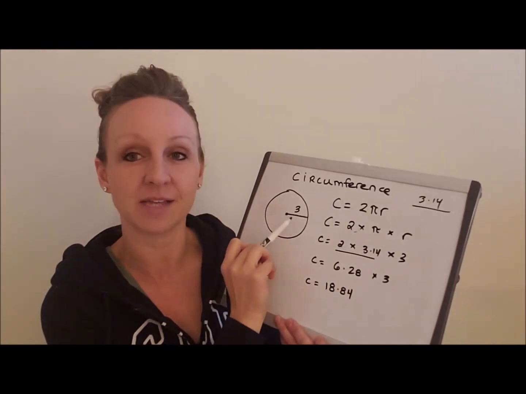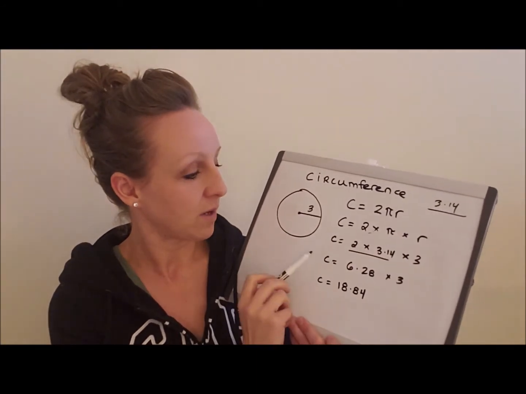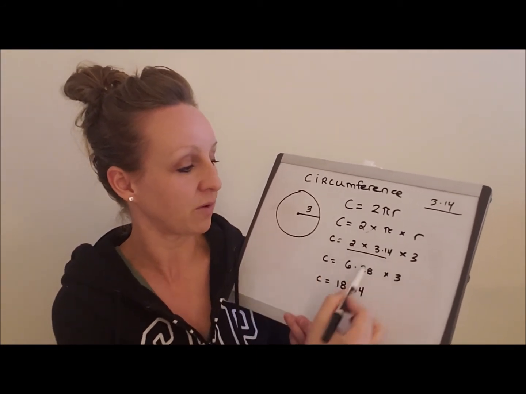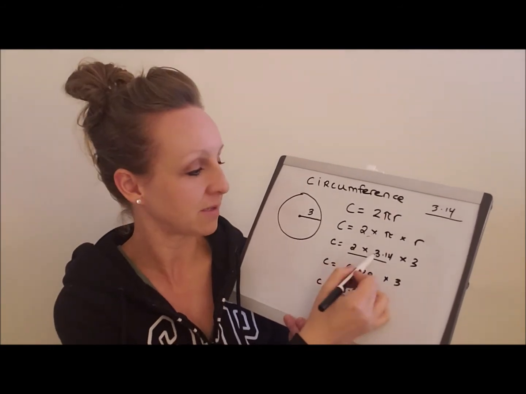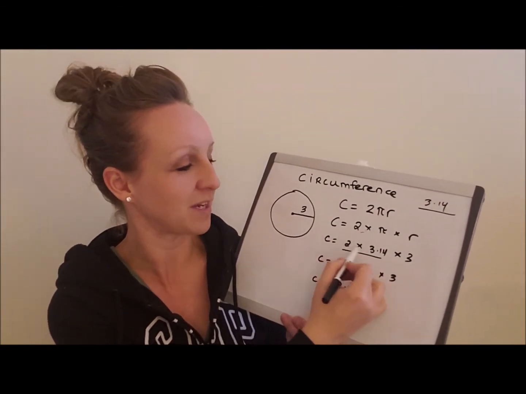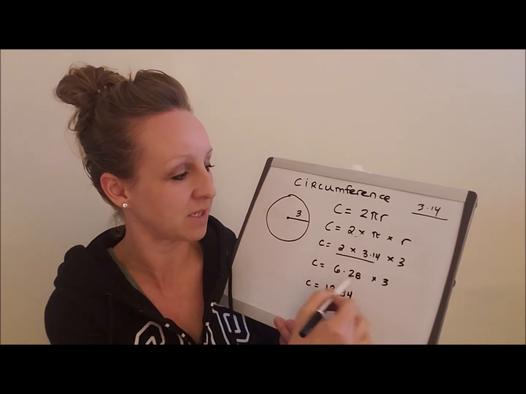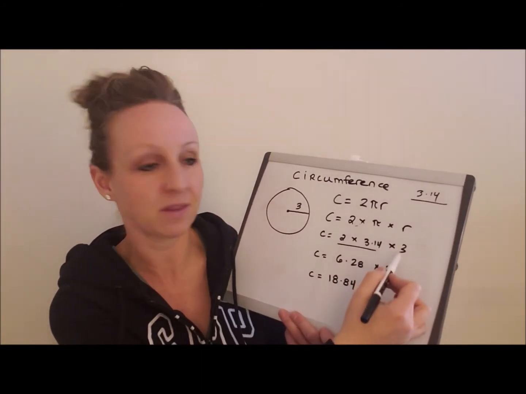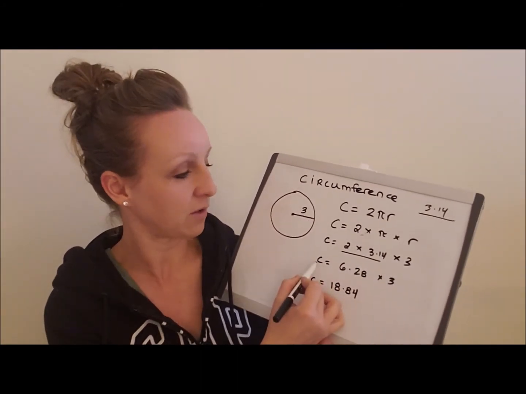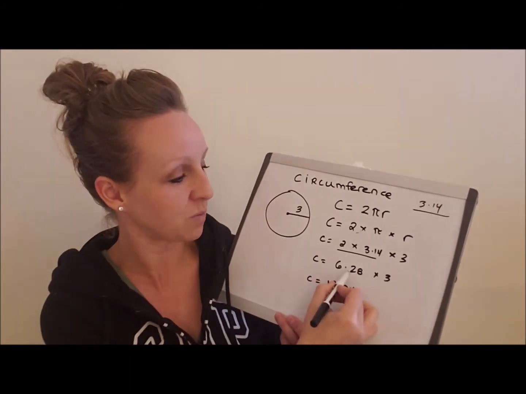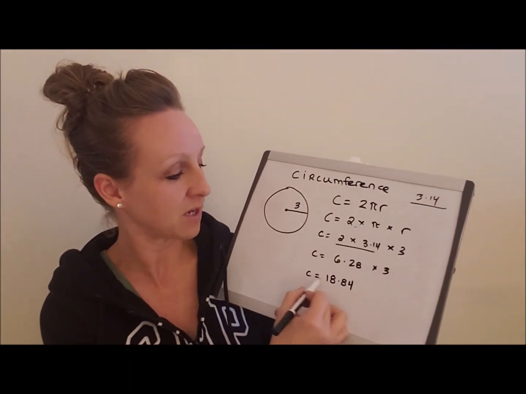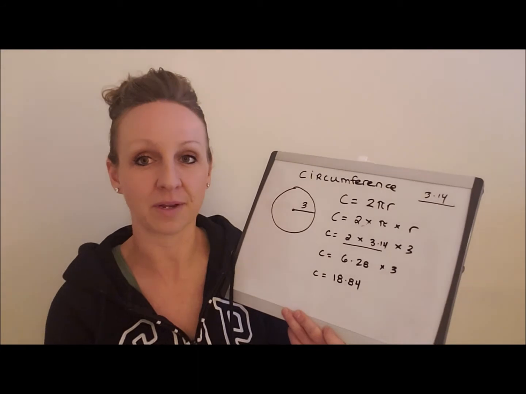In this case, our radius happens to be 3. So we've done 2 times 3.14 is 6.28. That's why this is here. I haven't yet dealt with my times 3. That's why this is down here now. So now my circumference is still, I'm going to multiply 6.28 times 3. My answer is going to be circumference equals 18.84.